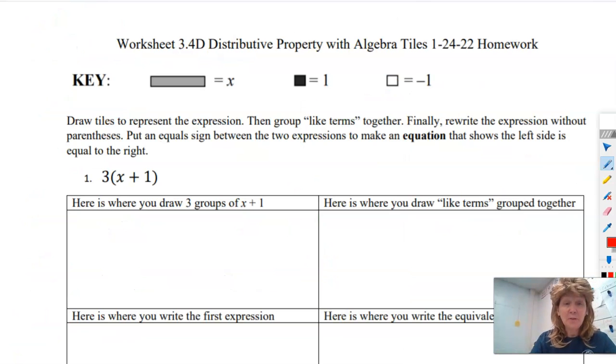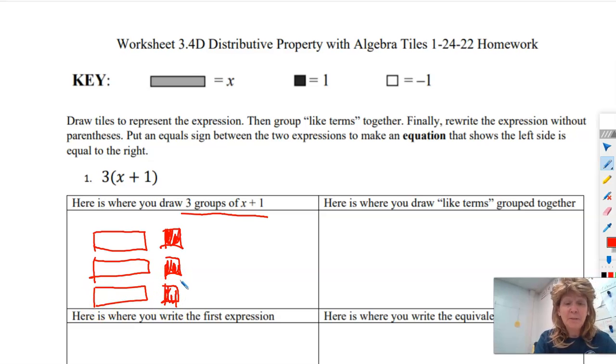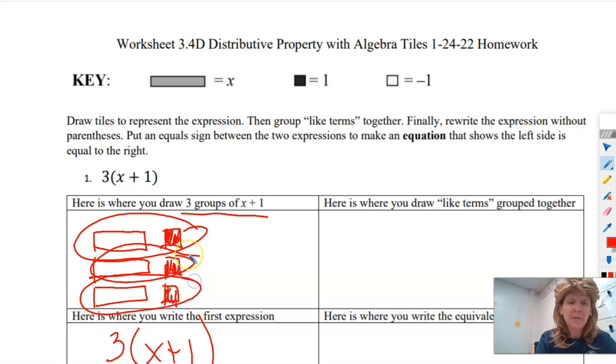Okay, so here's what the homework looks like. The first 2 problems are asking you to draw and create the equivalent expression like we did in the notes. So notice you're starting with 3 groups of x plus 1. So here's my x plus 1 is a positive. And I need to make 2 more groups because I have to have 3 groups. So there's 3 groups of x plus 1, 3 groups of x plus 1. And I'm going to circle so that you can see that indeed I have 3 groups.